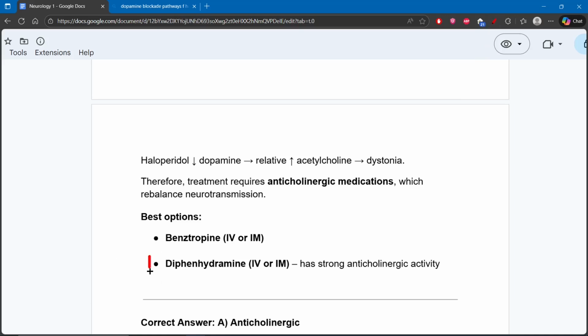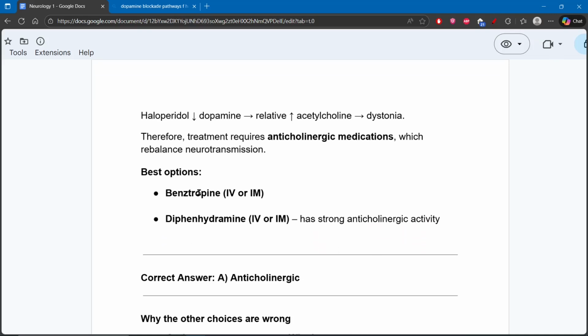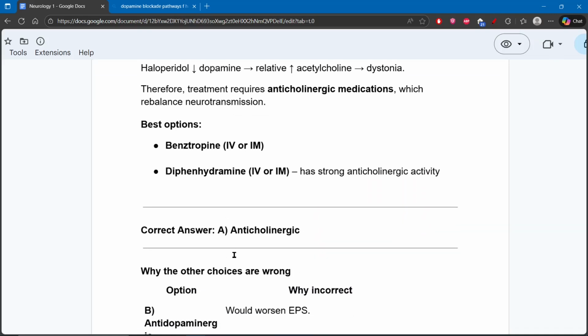And they tend to ask this because people don't consider diphenhydramine a typical anticholinergic medicine, but it has strong anticholinergic activity. Although it is an antihistamine, it has strong anticholinergic activity. So benztropine is first line, but you can also give diphenhydramine. So the answer is anticholinergic.